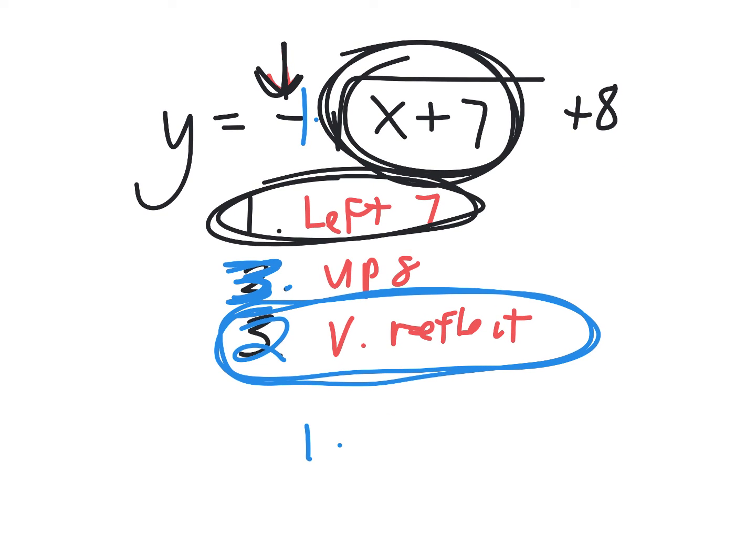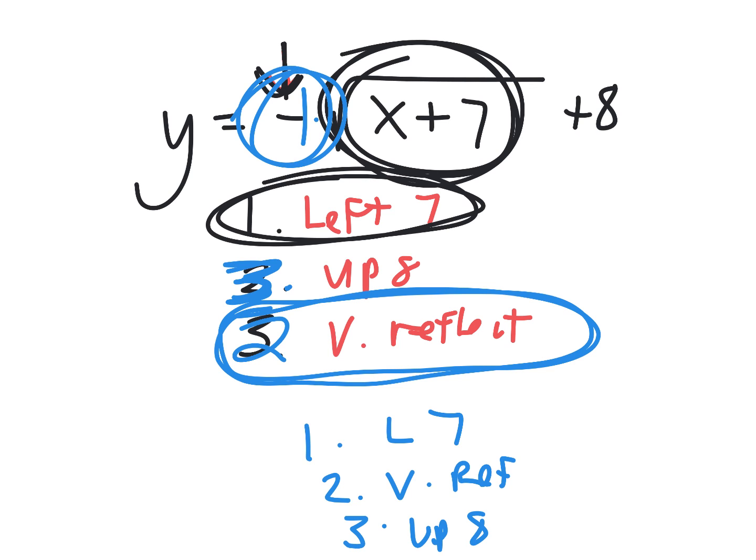Okay, so number 1 is left 7. Number 2 was vertical reflect. And number 3 would have been up 8. Because multiply comes before add and subtract.